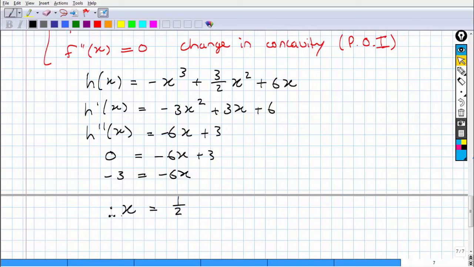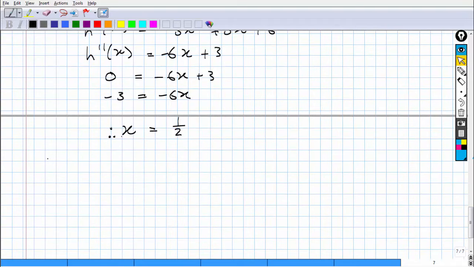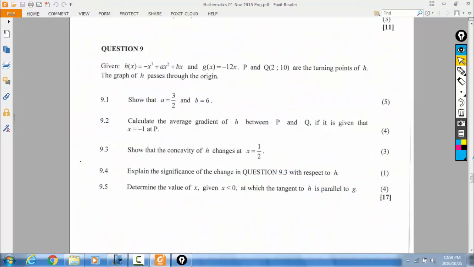And like they said, show that it happens at x equals a half. So we've just shown that it happens at x equals a half. The next question is a bit of a weird one. So this is 9.4. The next question says, explain the significance of the change in question 9.3 with respect to h.